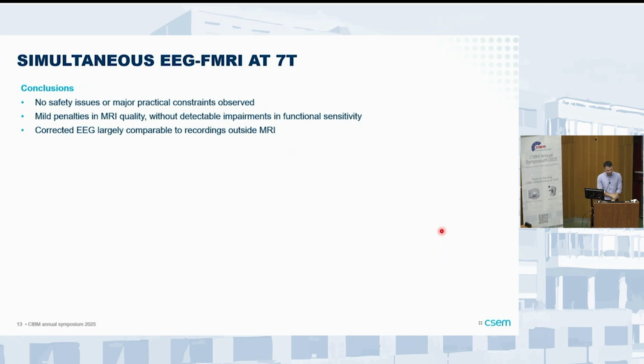So just in terms of conclusions, we found no major safety issues or practical constraints. We found some mild penalties in MRI quality, especially in terms of SNR. But as you go really to the end metrics of functional sensitivity, the impairments seem to get quite variable to a point where the variability across sessions and across individuals actually is superior to the losses you might have from having the EEG in there. So it becomes quite positive in that case. I think I had an example here, yeah.